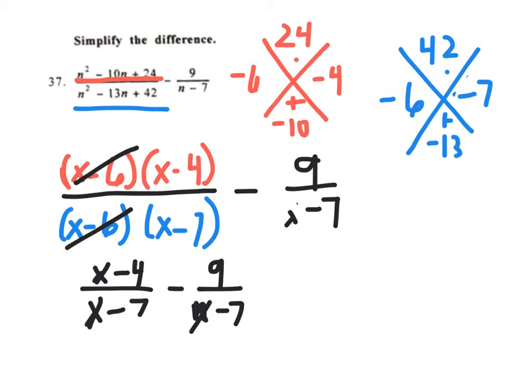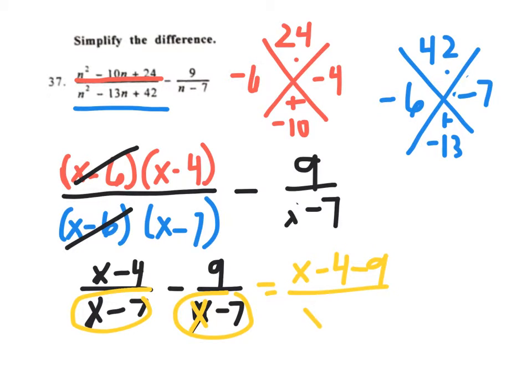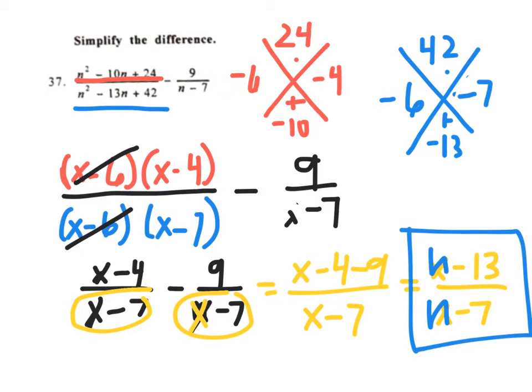So what I notice here is that these two are the same, so I can just combine the numerators. So we're going to do x minus 4 minus 9 over x minus 7. If I simplify, x minus 4 minus 9 is x minus 13, all over x minus 7. I suppose technically we didn't start with x's, we started with the n's. So we have n minus 13 over n minus 7. But that should be your answer.